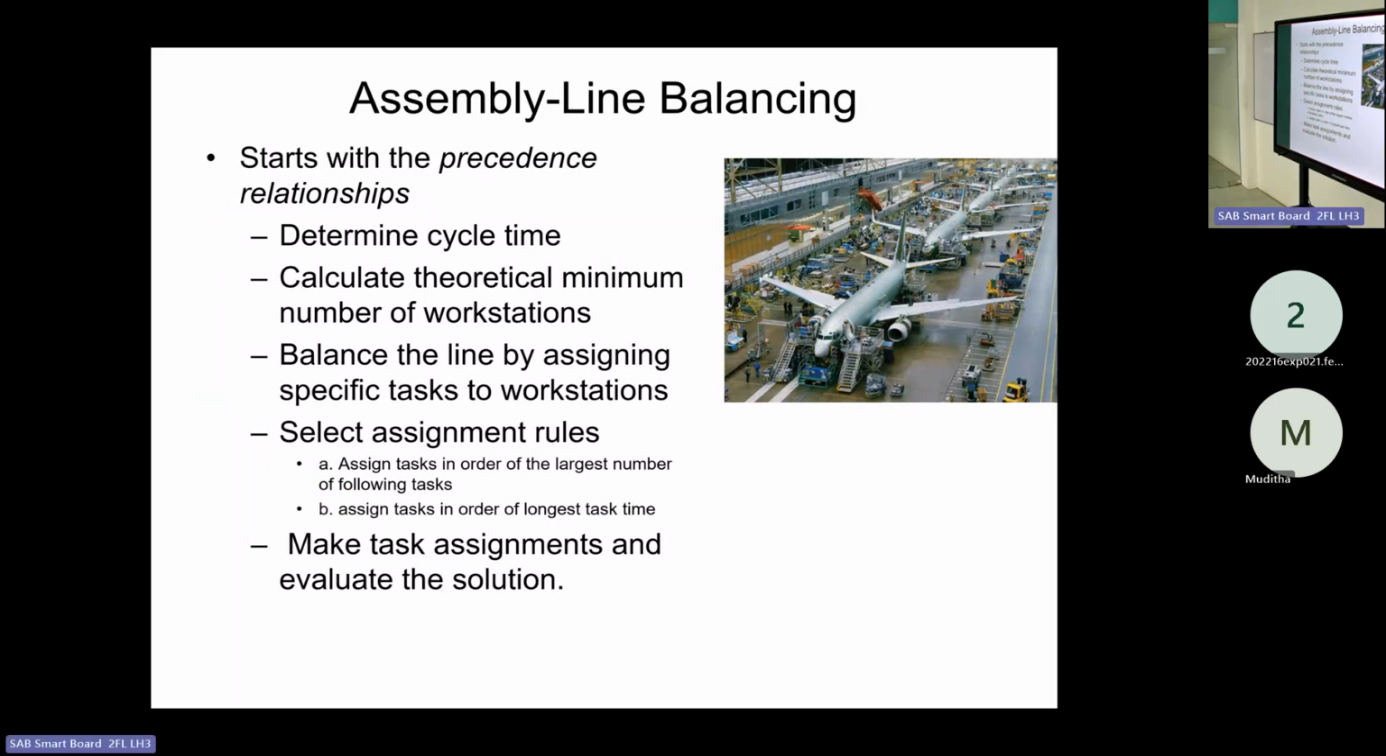What is the main characteristic? According to the manufacturing sequence, from starting point to the end, right? So that is the main idea. And then we try to divide work among workstations to minimize work delays, equalize time. And for that, we need some information.